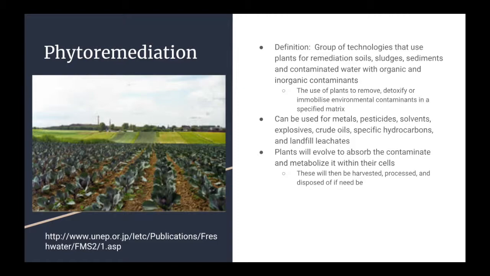A third method that is chosen is phytoremediation. Phytoremediation is defined as a group of technologies that uses plants for remediation of soils, sludges, sediments, and contaminated water with organic and inorganic contaminants involved in them. In other words, the use of plants to remove, detoxify, and immobilize environmental contaminants within a specific matrix of either air, water, or soil.